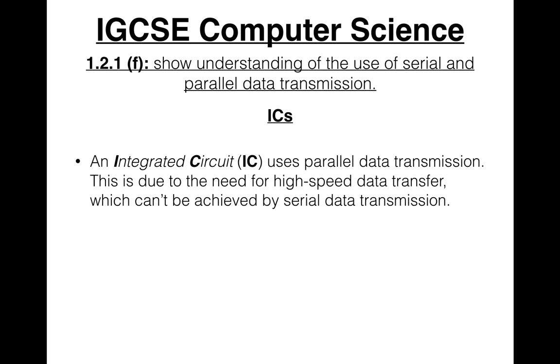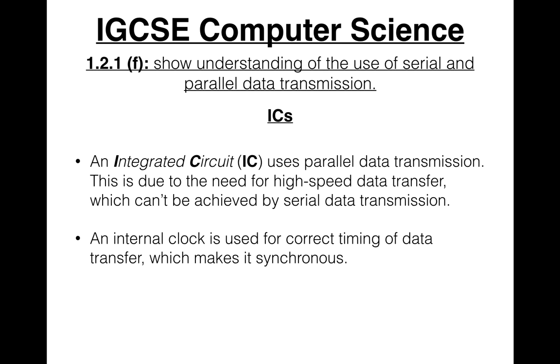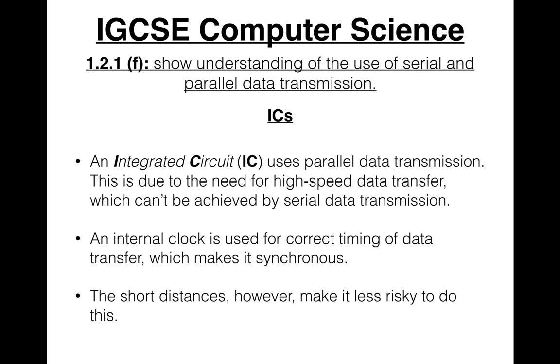Integrated circuits use parallel data transmission. This is due to the need for high-speed data transfer, which can't be achieved by serial data transmission, as we've discussed in the earlier video. And of course, an internal clock is used for correct timing of data transfer, which makes it synchronous. So remember, synchronous and asynchronous data transmission. But the short distances make it less risky to do this.